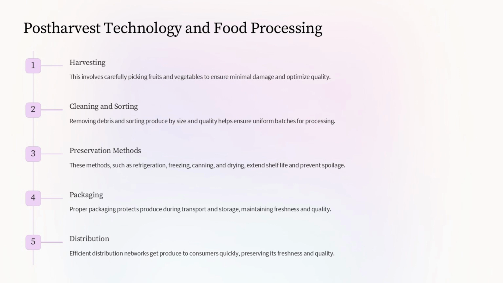Preservation methods like refrigeration, freezing, canning, and drying extend shelf life and prevent spoilage. Proper packaging protects produce during transport and storage, maintaining freshness and quality. Efficient distribution networks get produce to consumers quickly, preserving its freshness and quality.